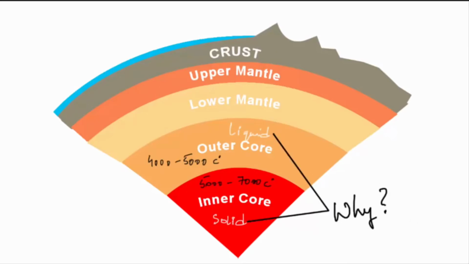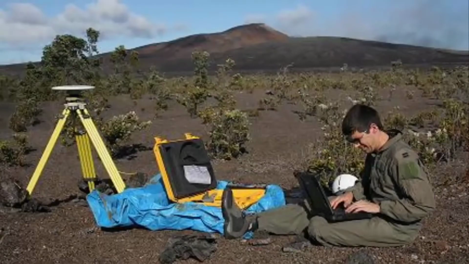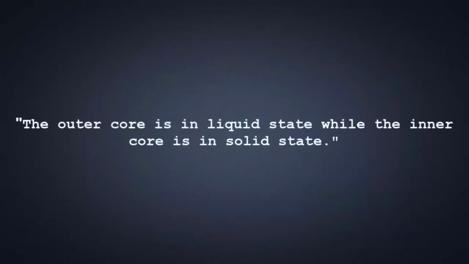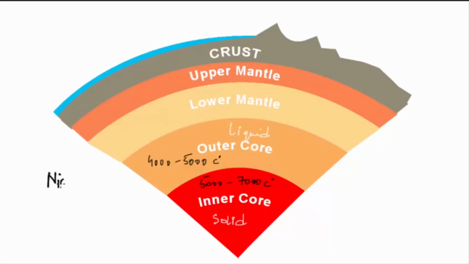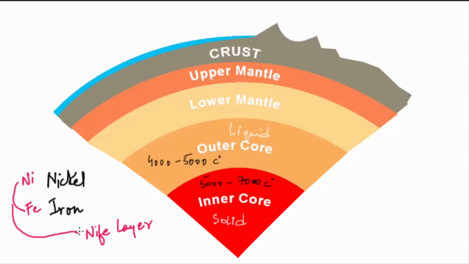Well, this question is part of geophysics. A geophysicist is someone who studies the earth using gravity, magnetic, electrical and seismic methods. So going back to the question, we know that Earth's inner core and outer core are both made up of iron-nickel alloy, and that's why the core is also called the NiFe layer, where Ni stands for nickel and Fe stands for iron.